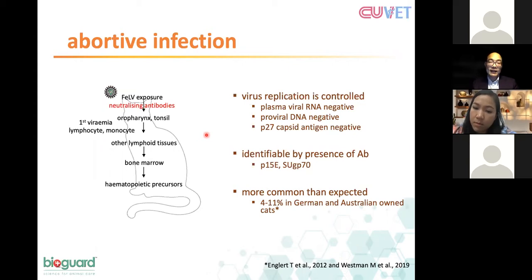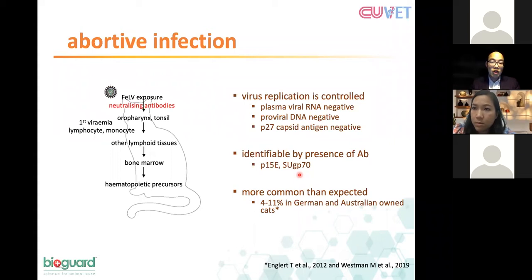In this abortively infected cat, we will not be able to detect any component of the virus. We cannot detect plasma viral RNA. We cannot detect proviral DNA, because there are not enough integrated cells, or they have already been killed by the T cell response. And we also cannot detect p27 capsid antigen, which shows ongoing viral replication. The only means to identify an abortively infected cat is by the presence of antibody, whether against p15, the transmembrane portion of the envelope glycoprotein, or gp70, the surface portion of the glycoprotein.